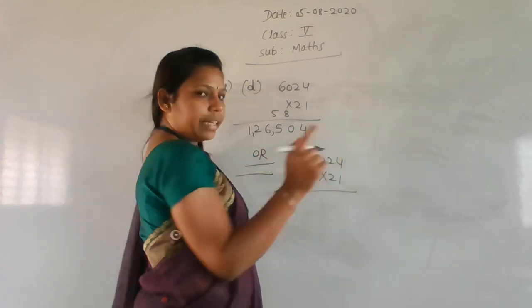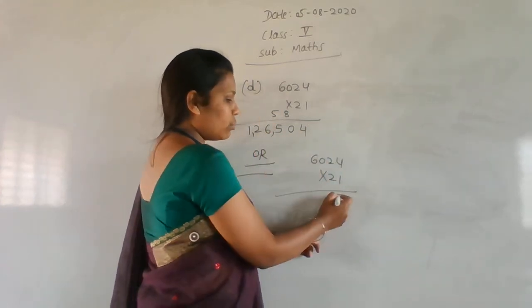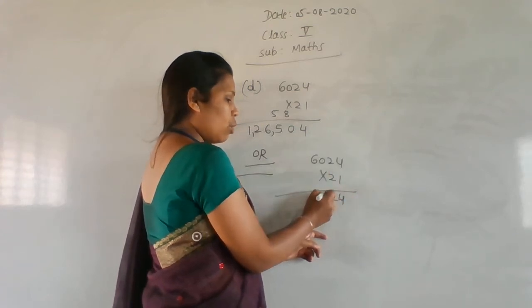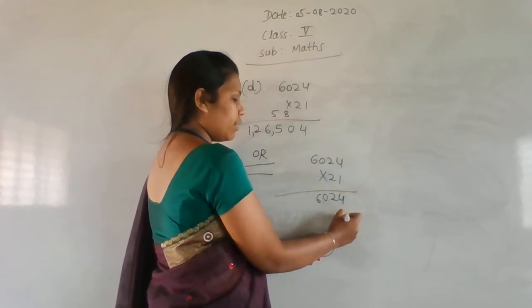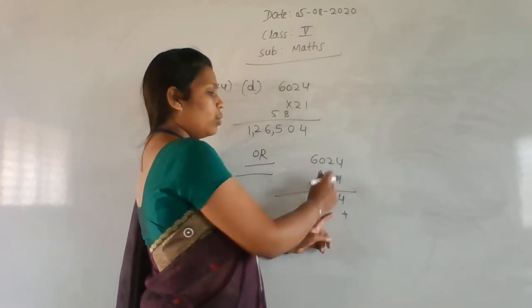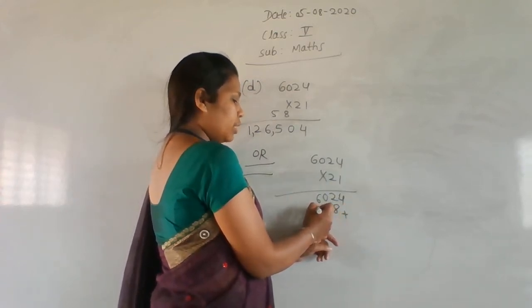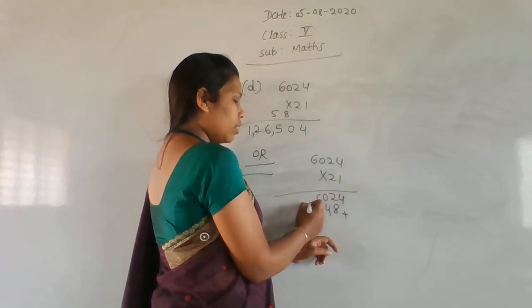First do the multiplication by 1. That is 1 4s are 4, 1 2s are 2, 1 into 0 is 0, 1 6s are 6. Next we have to write the addition symbol here. 2 4s are 8 and 2 2s are 4. 2 into 0 is 0, 2 6s are 12.